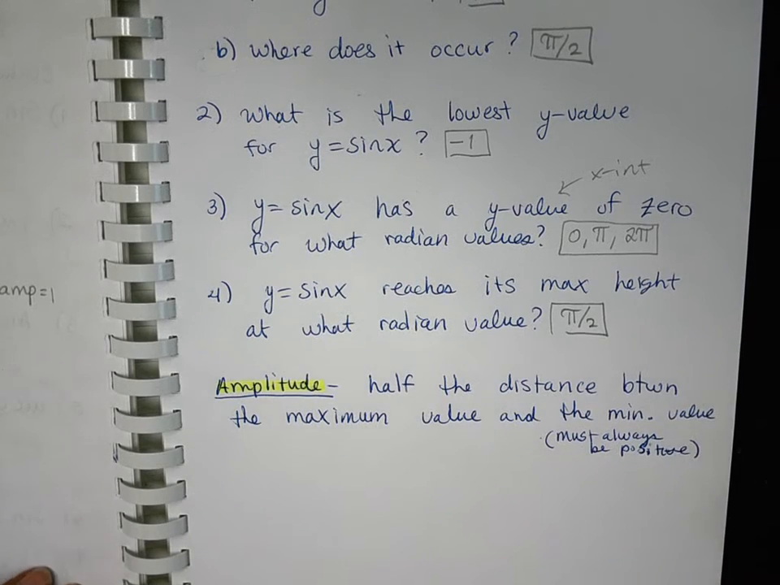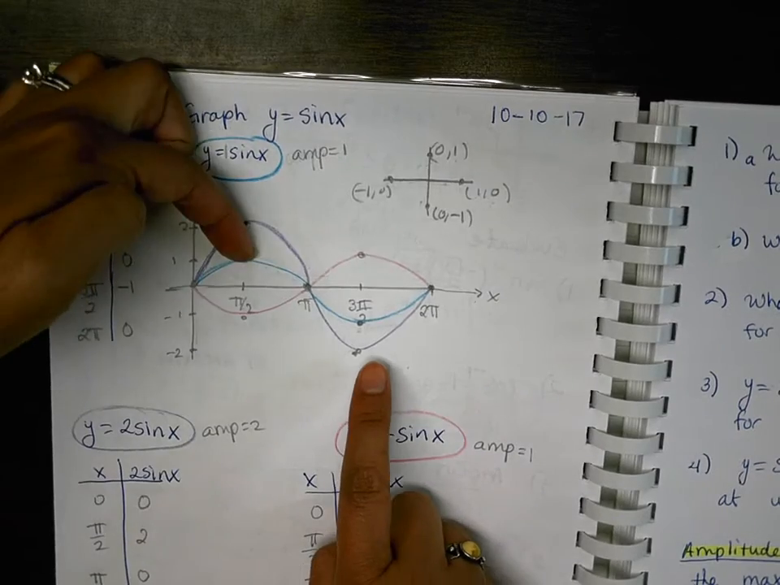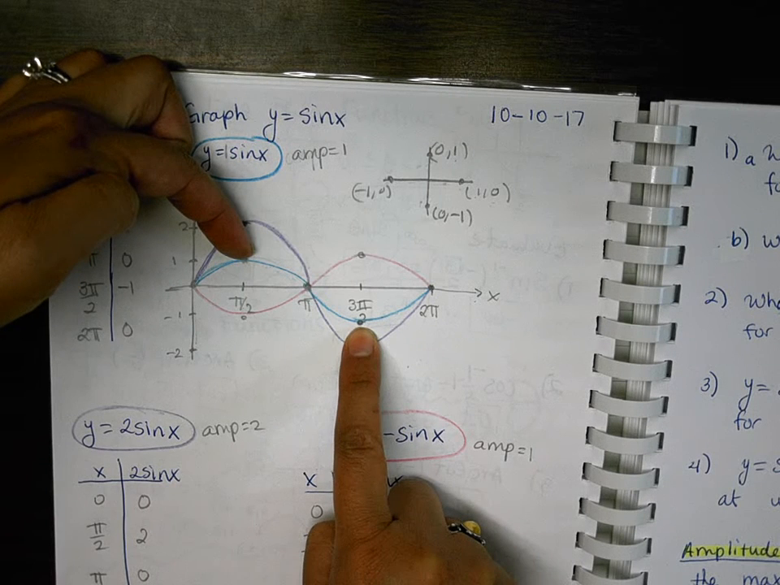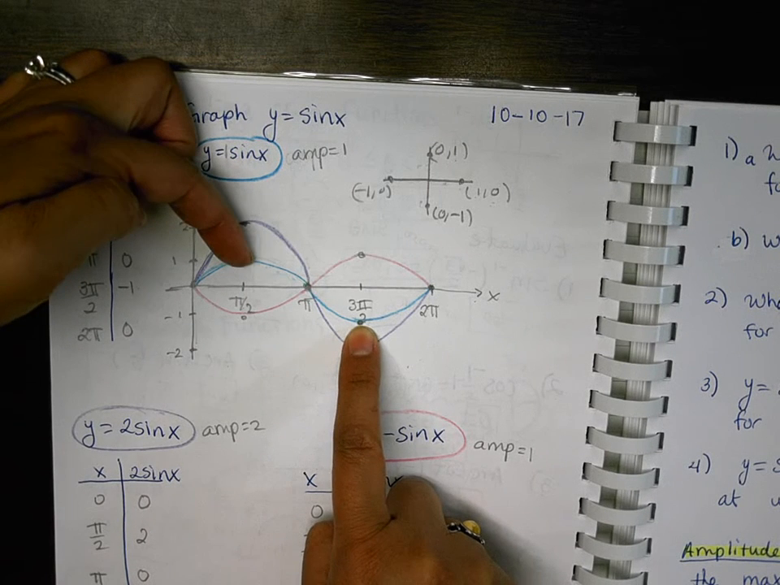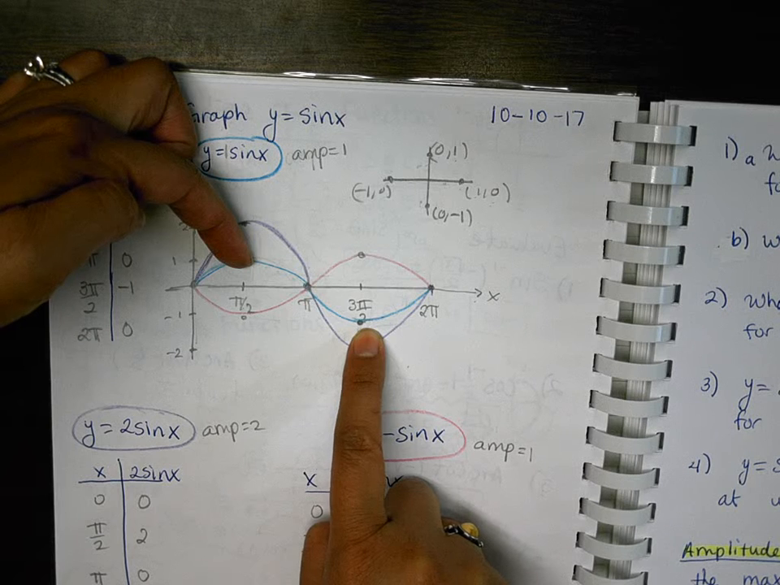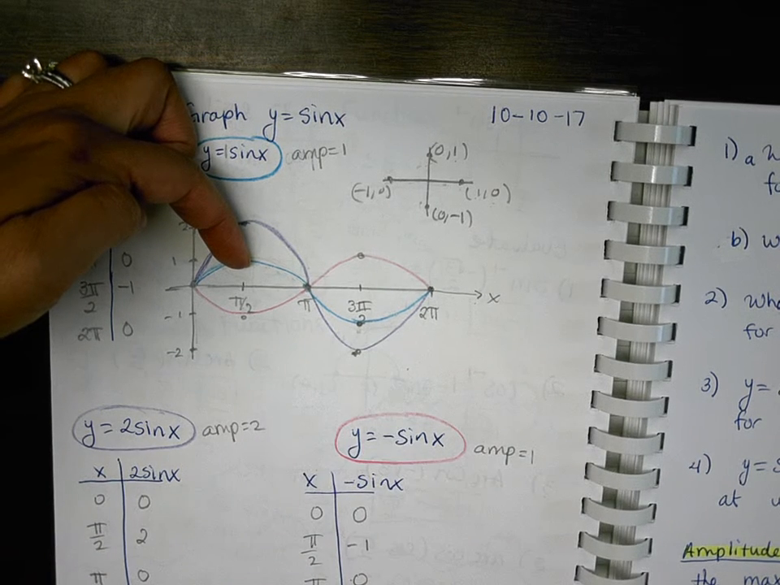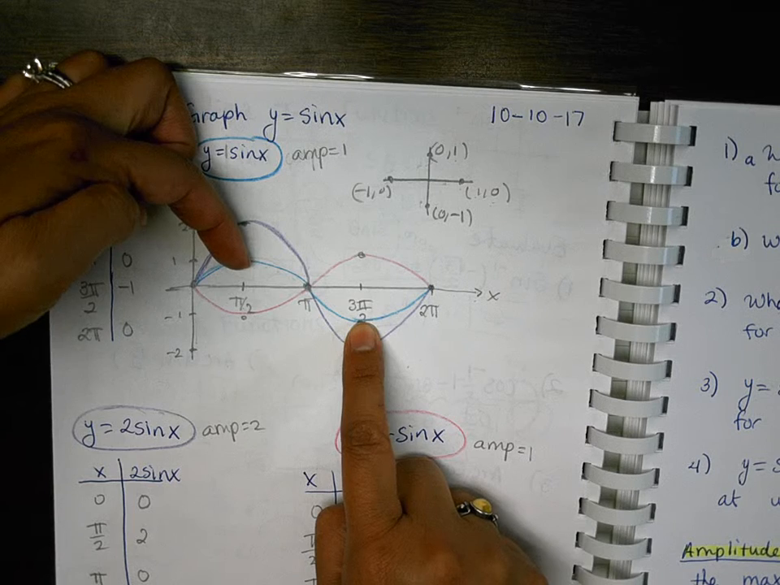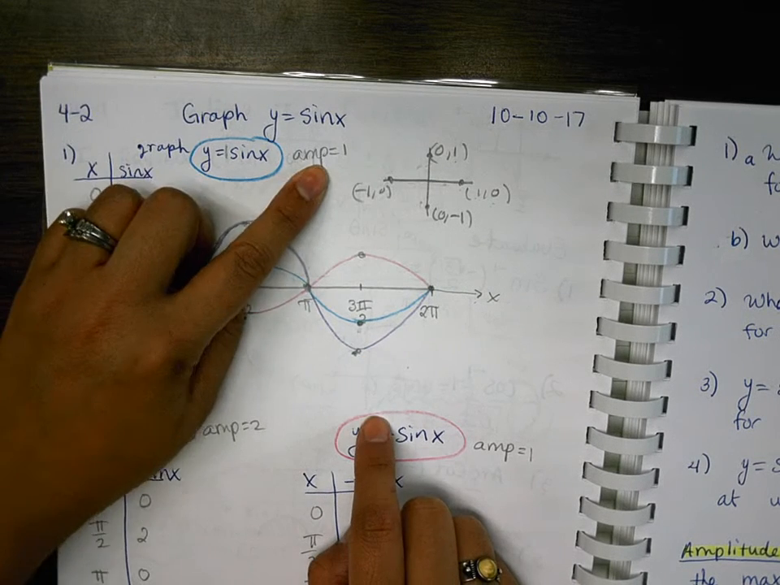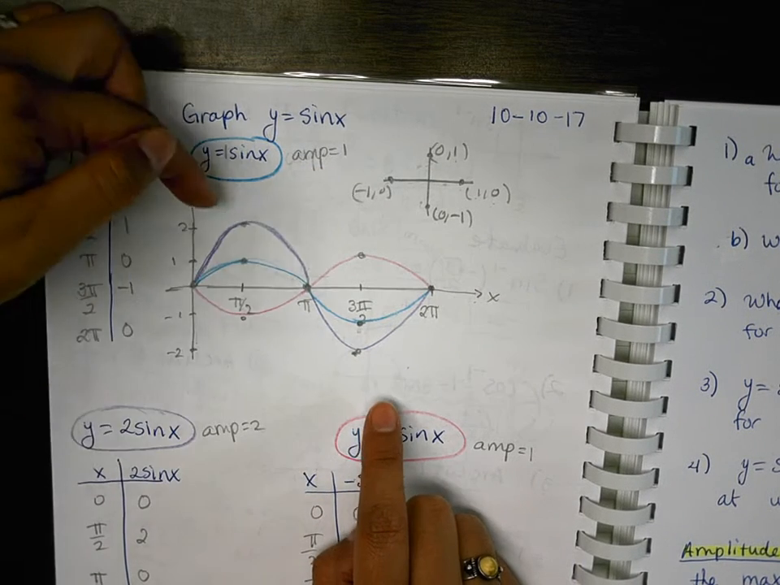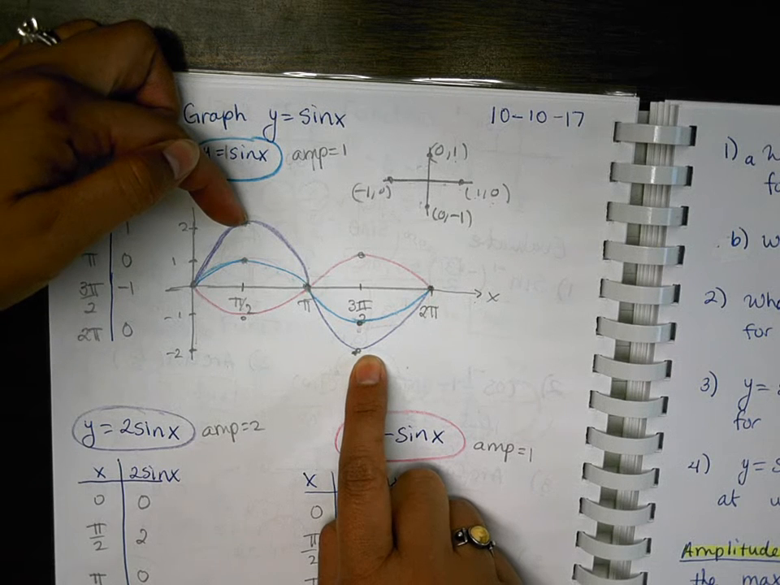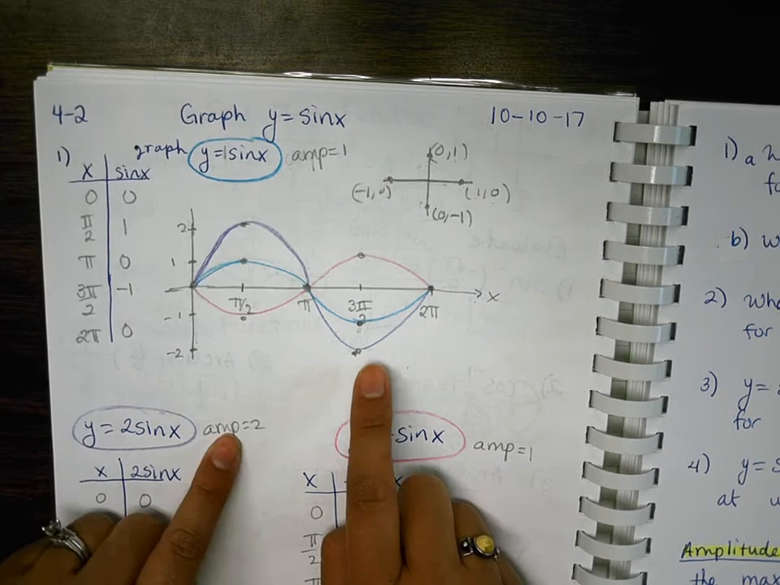Okay, so let's just take a quick look on the blue graph. What's the distance between the max and the min? Up 1, down 1. What's the distance between 1 and negative 1? It's 2. And then what does the definition say? You cut it in half. And what's 2 cut in half? 1. Okay, let's look at the purple one. The max is 2, the min is negative 2. What's the distance between 2 and negative 2? 4, and 4 cut in half is 2.